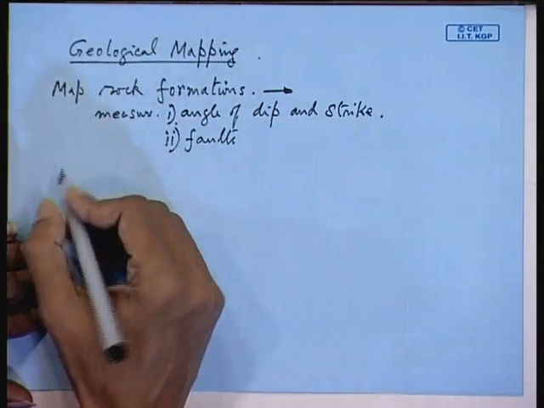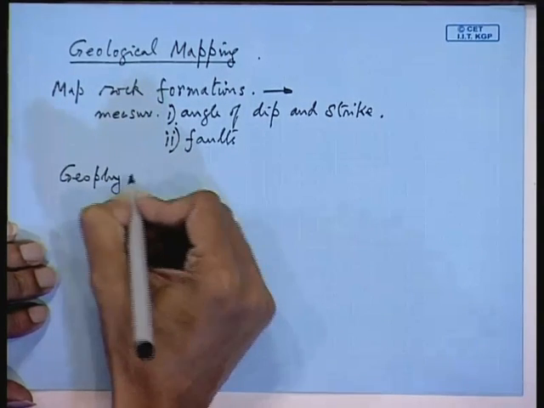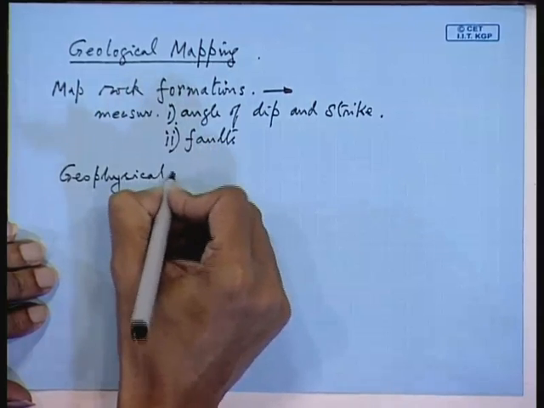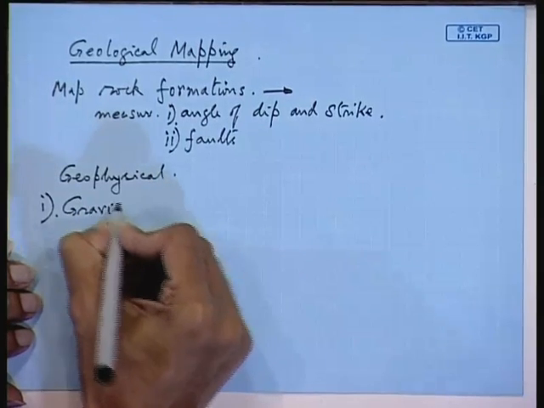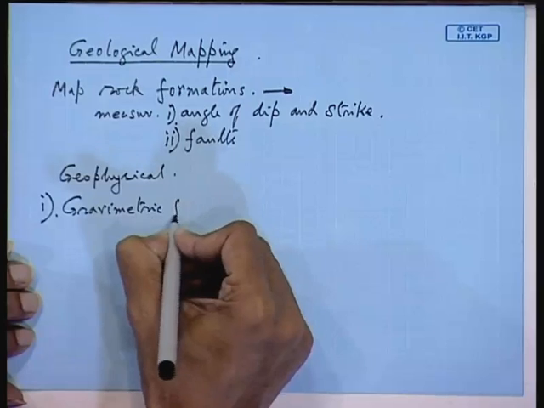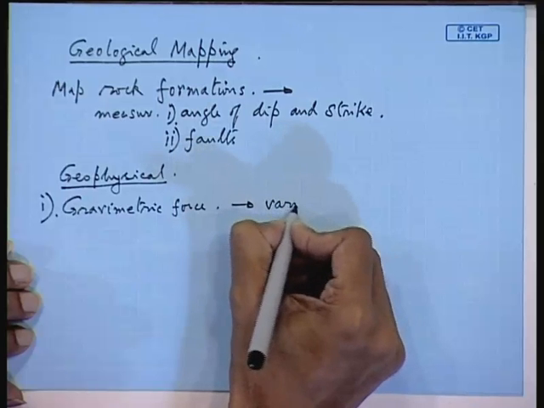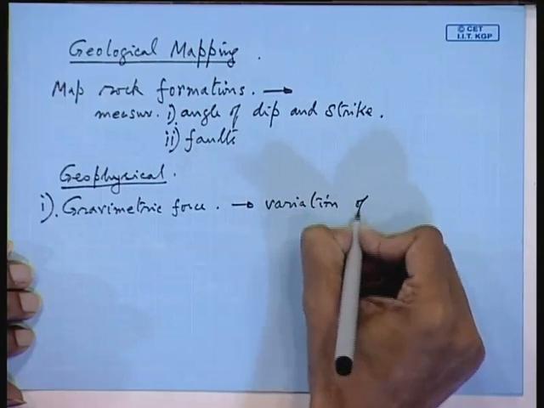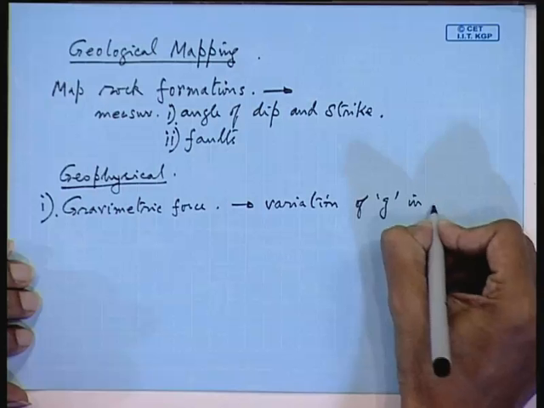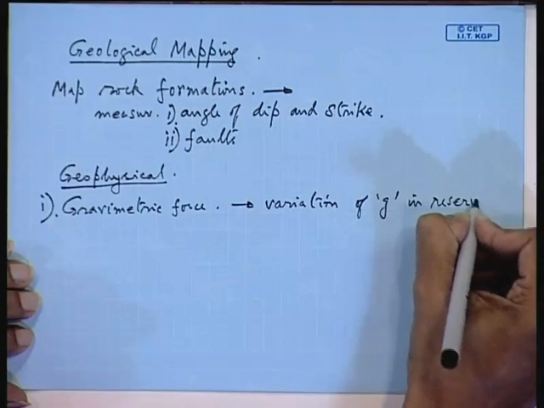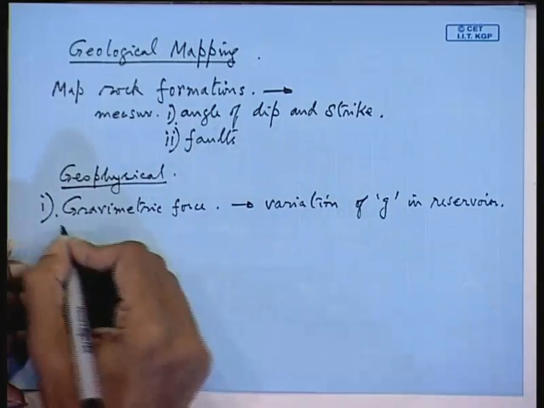The other type of mapping that is done is geophysical. You measure what is called gravimetric force, the variation in G. Suddenly, if you find that there is variation of G in the oil reservoir, then that shows there is presence of oil.